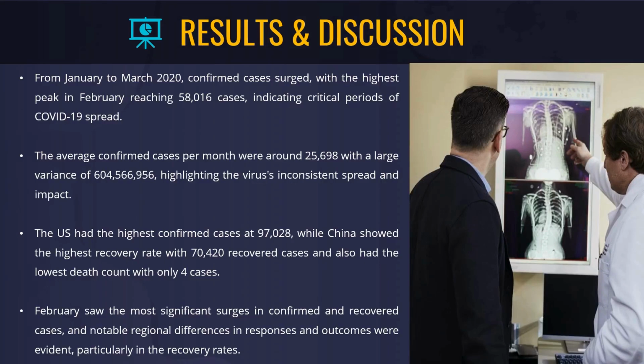Key findings from our analysis include confirmed cases surged early in 2020, peaking in February at 58,116. The average monthly confirmed cases were around 25,698, with high variance indicating significant fluctuations. The US had the most confirmed cases, while China excelled in recovery rates and had the lowest death count. February showed major increases in cases and recoveries, revealing different regional responses and outcomes. These findings highlight critical periods and regional impacts of the pandemic.